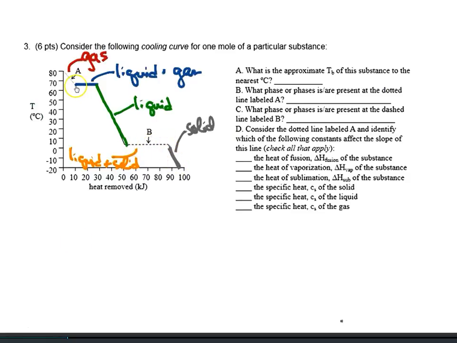the bottom. So the flat lines are the phase transitions, right? This first one here is condensation. This second phase transition here is freezing. So we need to really understand the graph before we can answer any of the questions.